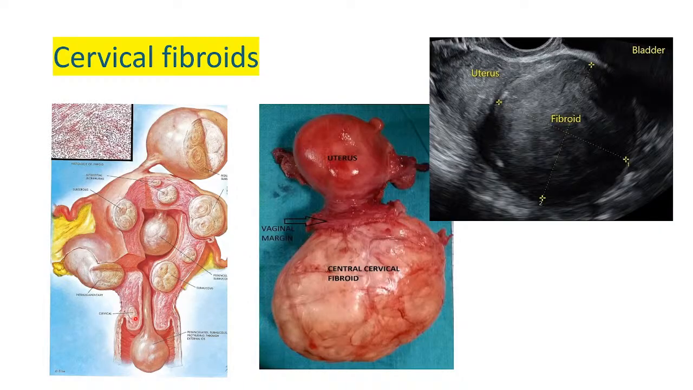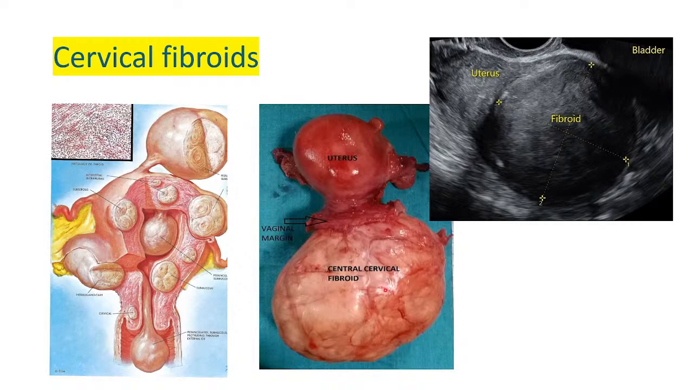But we have a fibroid there in the cervix. You can see this one in the substance or the mass of the cervix. So this is a cervical fibroid. So this is a uterus, and you can see this is the vaginal margin, and then you can see there's a huge fibroid in the central part of the cervix. So this is a cervical fibroid.